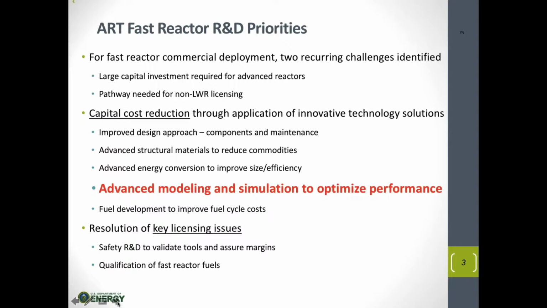The next is advanced structural materials to reduce both commodities and optimize design. We also look for advanced energy conversion to improve the size and efficiency of fast reactors. Very relevant to the call, we also look for advanced modeling and simulation to optimize performance. We also are looking at fuel development to improve fuel cycle costs. In the area of licensing, we're looking to continue our safety research and development to validate the DOE tools and code suites, and also to look at qualifying fast reactor fuels.